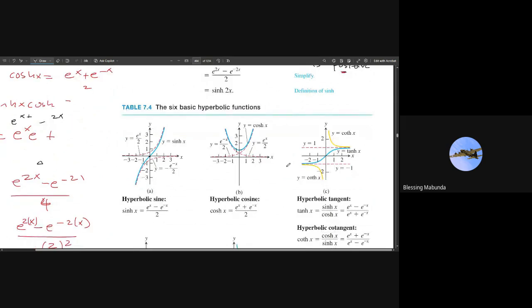Then for tanh, what you have is that thing. So it's kind of like taking your tangent function and then you rotate it by 90 degrees clockwise. That gets you something like what you have there.